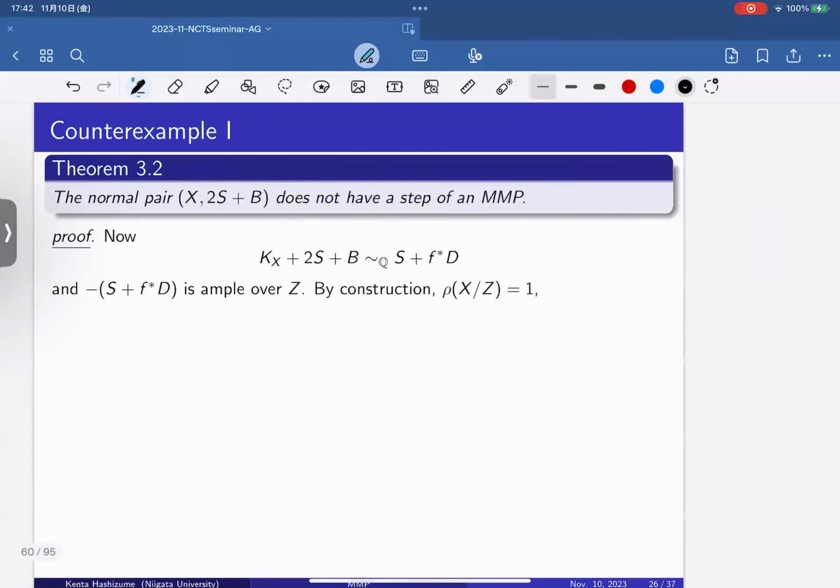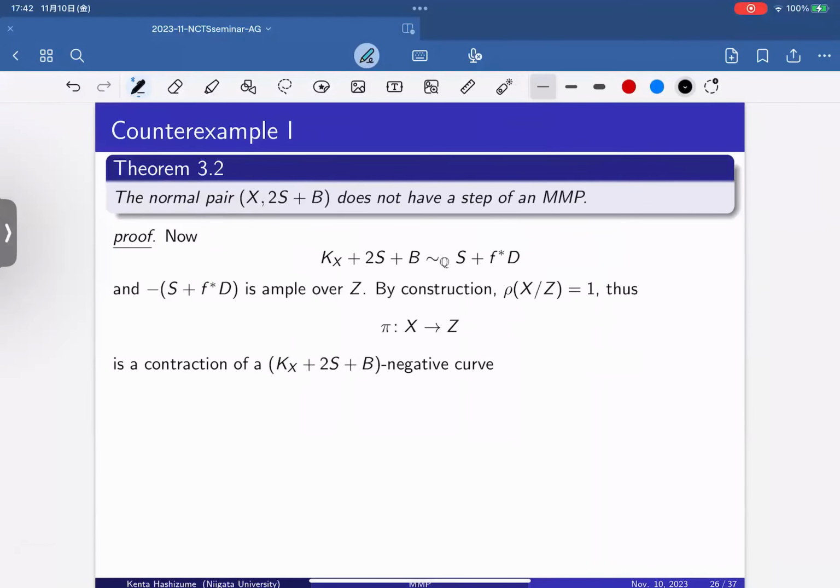Yeah, this is a proof, but this is a direct consequence of the construction. Roughly speaking, pi and f are the possible non-trivial contraction morphisms. And S is the unique K_X plus 2S plus B negative curve. So pi is the only contraction morphism of the K_X plus 2S plus B negative curve.